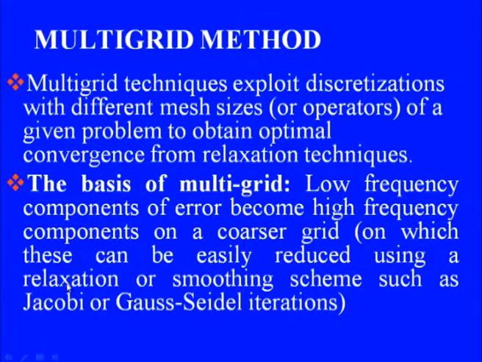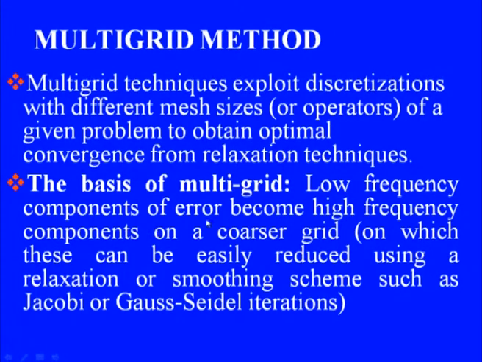But the frequency of the errors is linked to our grid size. If you move on to a coarser grid, this low frequency error would become high frequency error on a coarser grid, and on these grids it can be easily removed using a relaxation or smoothing scheme. We would use the terms relaxation and smoothing interchangeably, and the typical methods which we are going to use for relaxation or smoothing are Jacobi or Gauss-Seidel iterations.